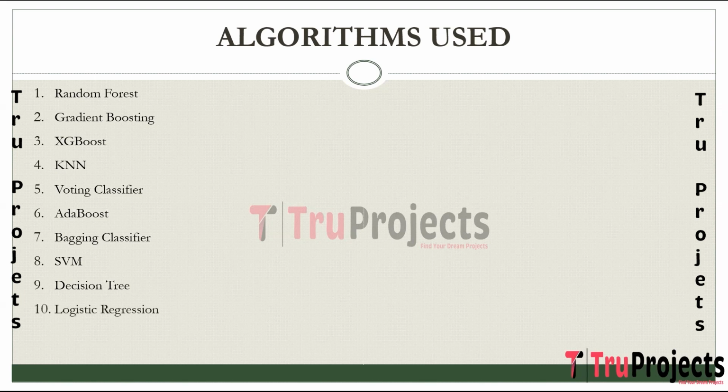The last algorithm is logistic regression. Logistic regression is a statistical method used for binary classification. It models the probability that an instance belongs to a particular class using the logistic function. Logistic regression is used in the project for its simplicity, interpretability, and efficiency in handling large data sets.